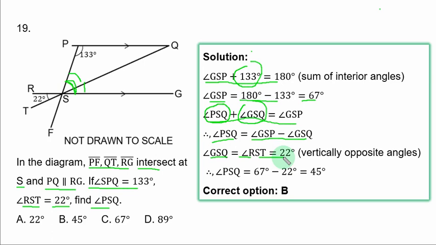Now angle PSQ is equal to GSP, that is 67, minus GSQ, that is 22. If you subtract, you have 45 degrees. Okay, GSQ equal to ROST, that is G, this is S, and Q equal to this angle. You can see there, these two angles, vertically opposite angles. So B is the correct option.